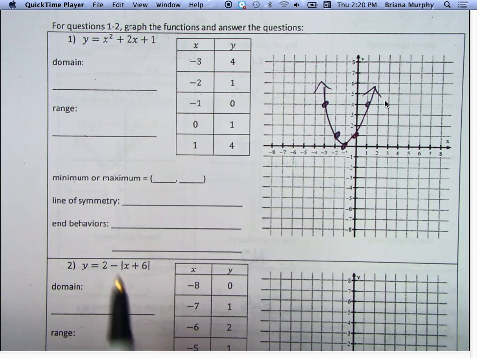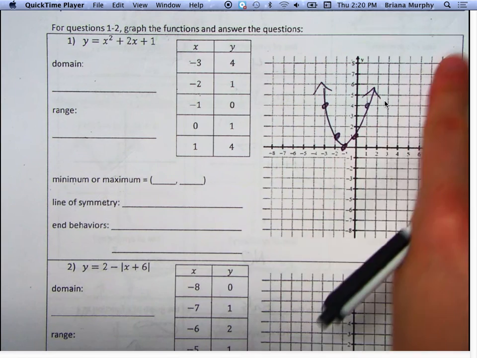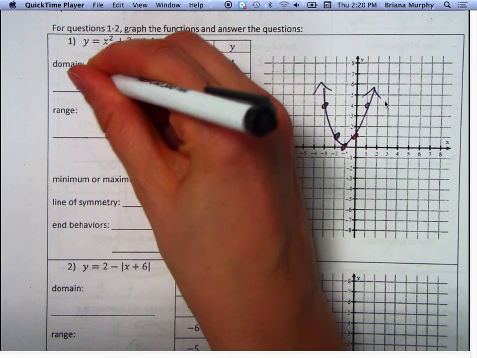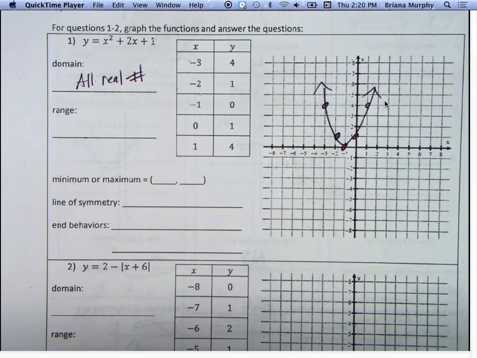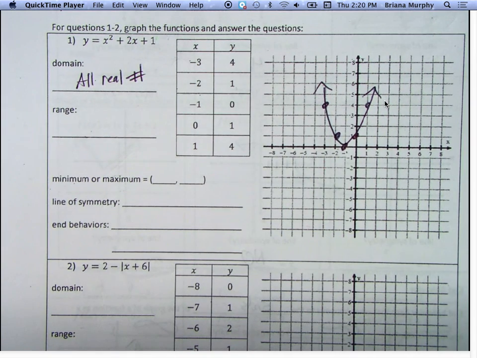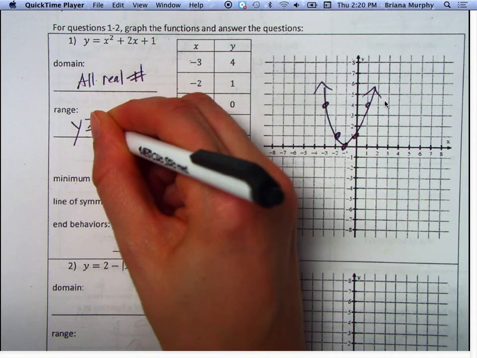What is the domain? What could the x's be? All real numbers. Because there's no x that I couldn't plug into this equation and get an answer. What about the range? Y has to be greater than or equal to 0.